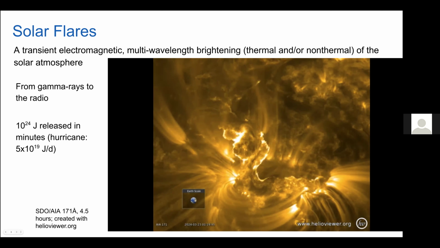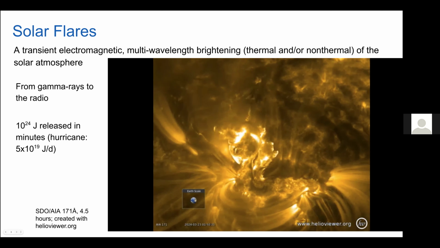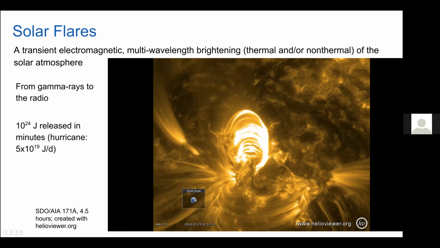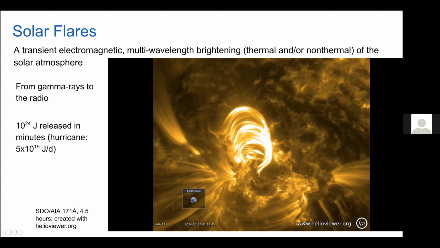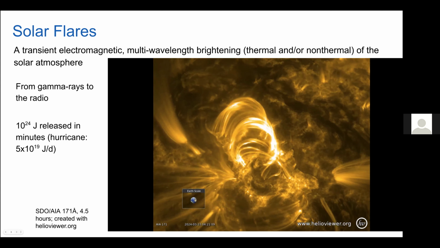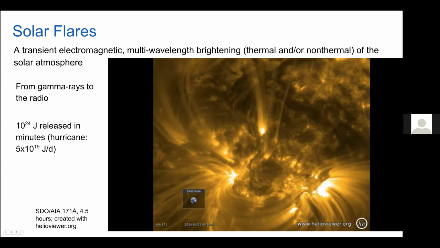So we don't just observe extreme ultraviolet and X-rays. Flares occur across the electromagnetic spectrum, from the gamma rays to the radio. The gamma rays and the radio are types of non-thermal radiation, and everything in between we think is a type of thermal radiation in the flare.